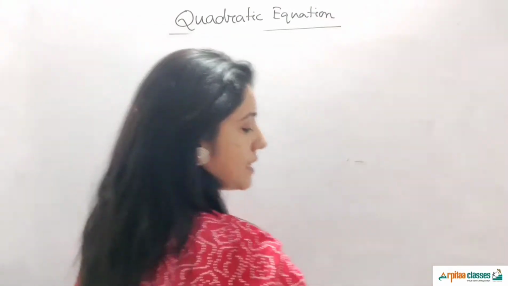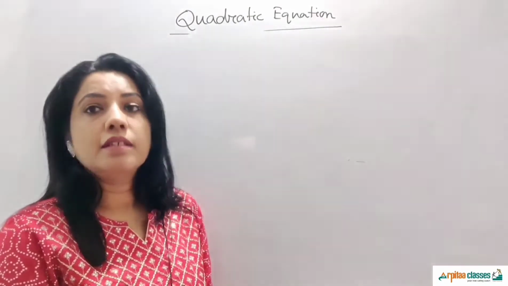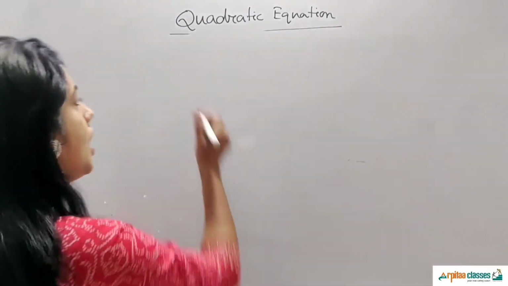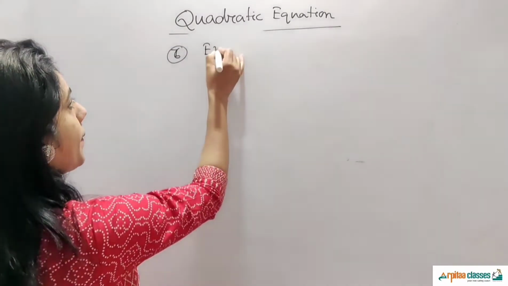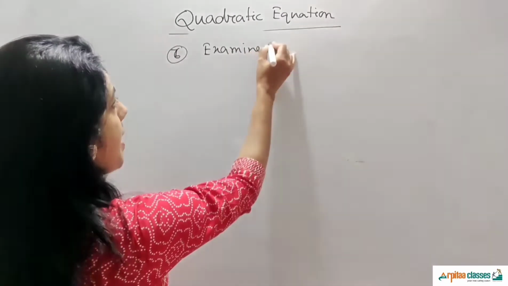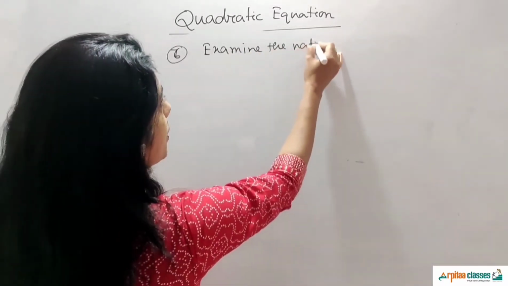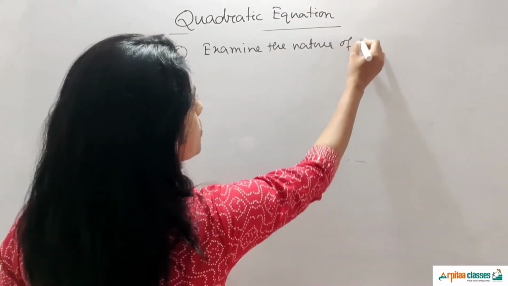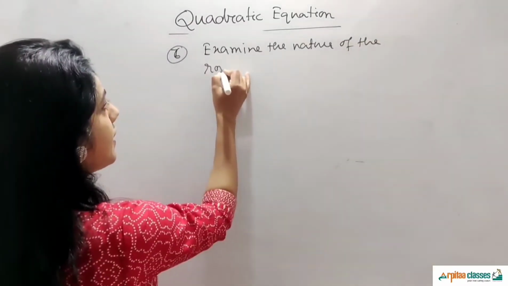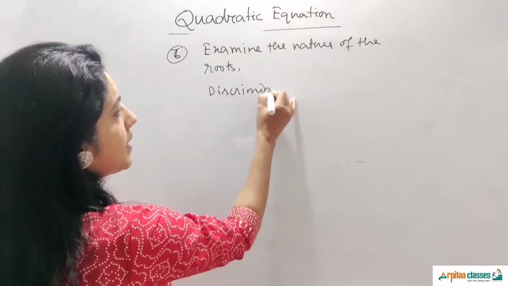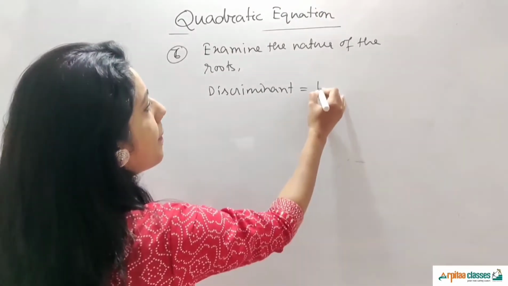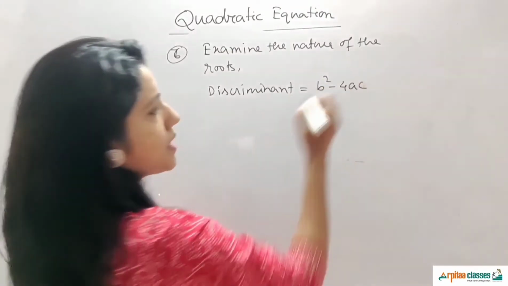Let's go to the sixth point. The sixth point is to examine the nature of the roots. How do we examine the nature of the roots? That is done by the discriminant, and the discriminant is b square minus 4ac.